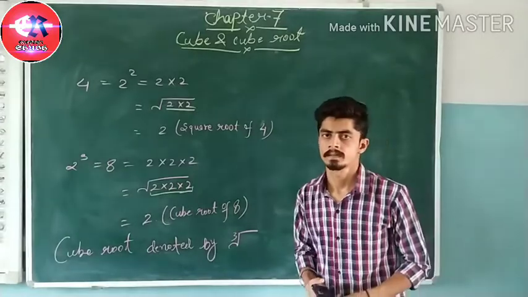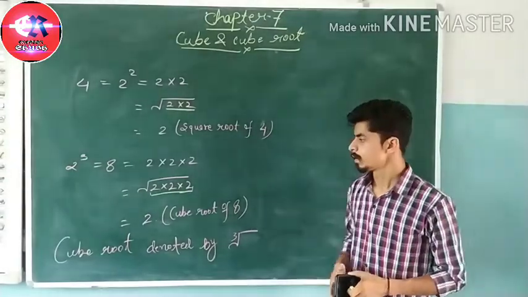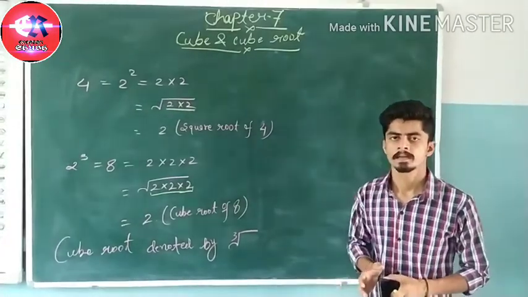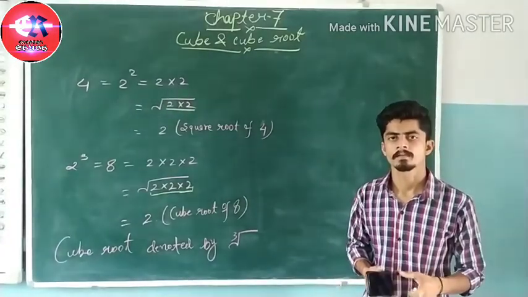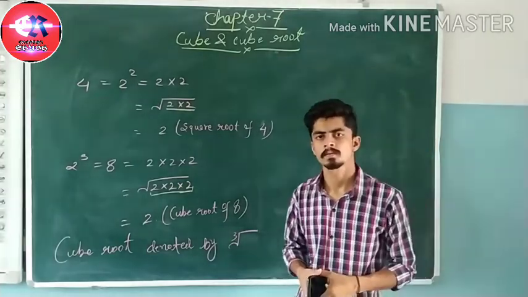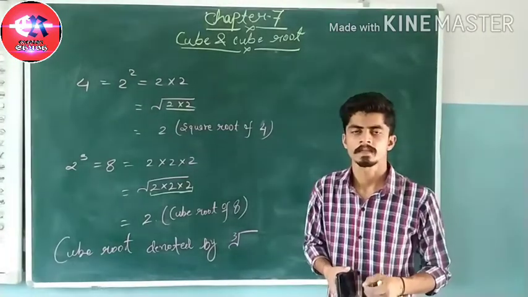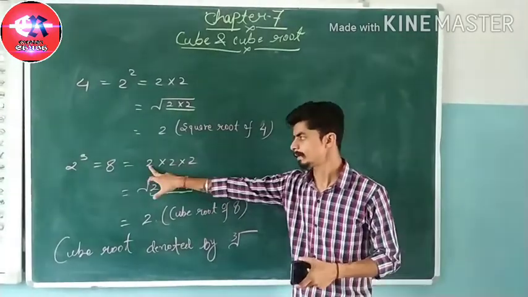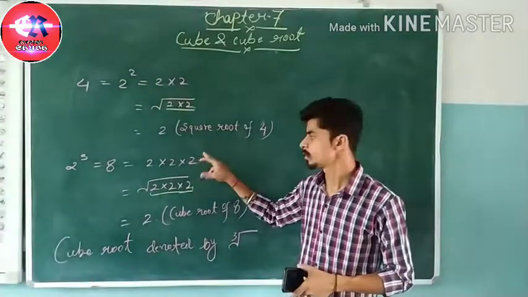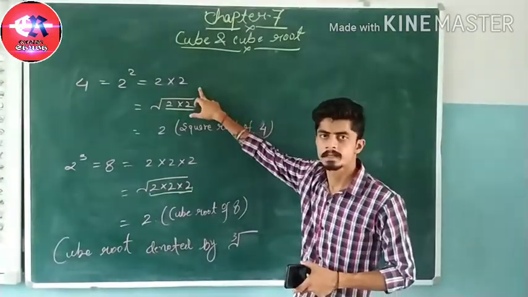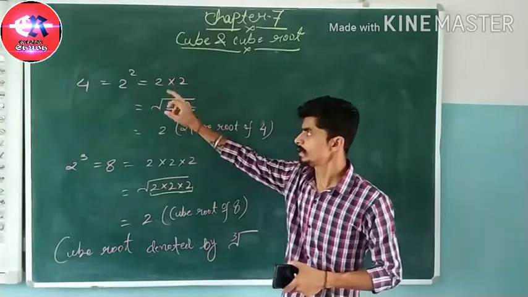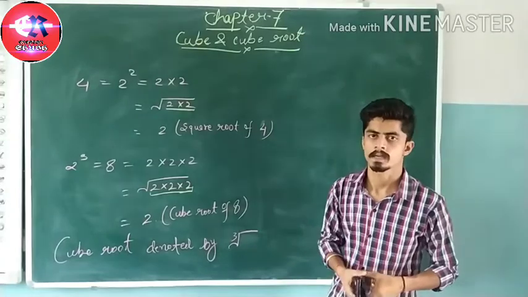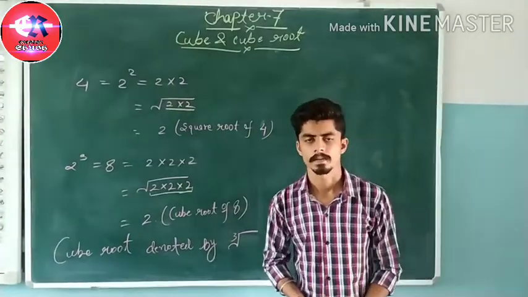Now I think the basics are clear. It is quite similar to square root. In a square root, a pair is made by 2 numbers, and in a cube root, a pair is made by 3 numbers. When a number is multiplied 3 times, it makes a cube, and when a number is multiplied with itself 2 times, it makes a square. So that's all the theory, and now we are going to start exercise 7.